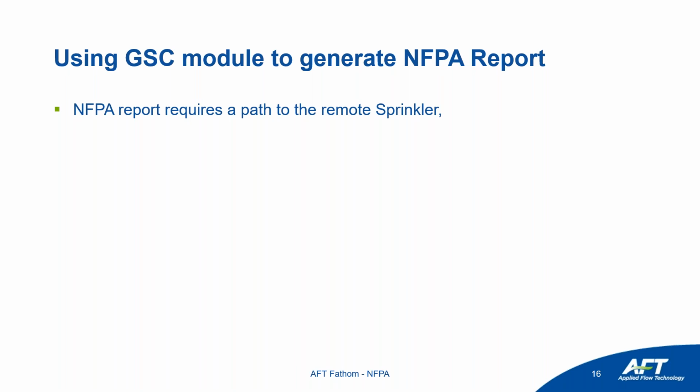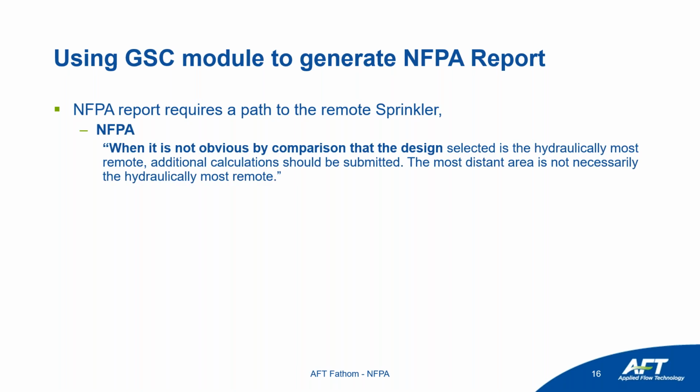So as I told you, NFPA report requires a path to the remote sprinkler. Quoting NFPA: when it is not obvious by comparison that the design selected is the hydraulically most remote, additional calculation should be submitted. And this is very important, what the NFPA code says: the most distant area is not necessarily the hydraulically most remote. So it's not obvious by visual inspection which one is the remote nozzle, and you need a tool to help you.